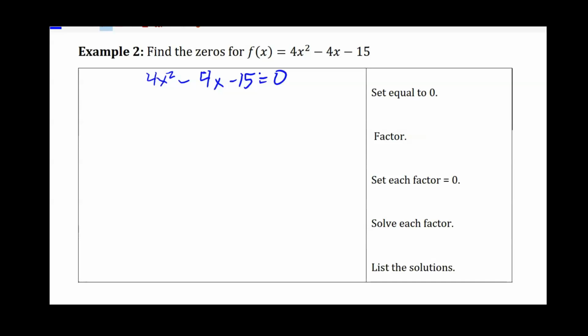Then, if possible, I want to factor. So now I need to do all my factoring sets. So let's see, negative 60, negative 4.